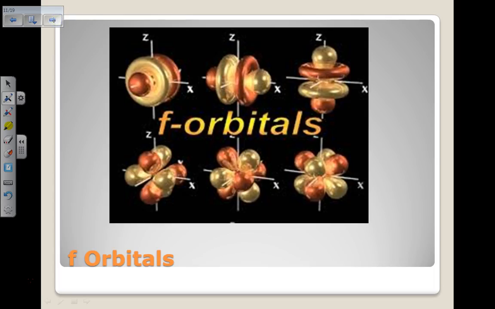Okay, and then the f's. Here we go. The f's are really crazy. There's these double donuts here, but most of them are these double clover leaves. They look like 8 balloons all attached in the middle, and they all take different orientations. Again, the 2 whose shapes I'm most concerned with are the s's and the p's. The d's and the f's, it's just good to have a frame of reference for them in the back of your head.